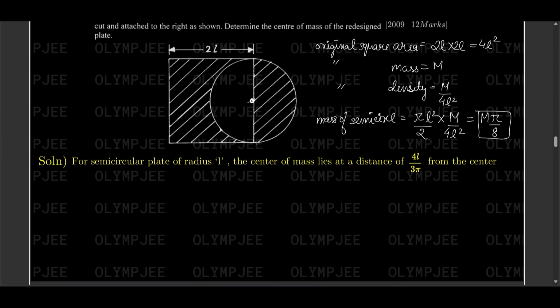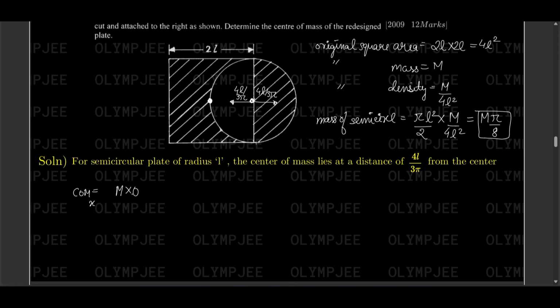For the negative mass, it will be 4L by 3 pi from here, and for the mass that has been added, it would be 4L by 3 pi from here. So assume that this is the origin, the center of the square. So center of mass I will start writing. The center of mass would be the mass of the square without this cutout portion, m multiplied by 0, because the center of mass will be at 0. I am writing only the x component, right? Because the y component will be 0.